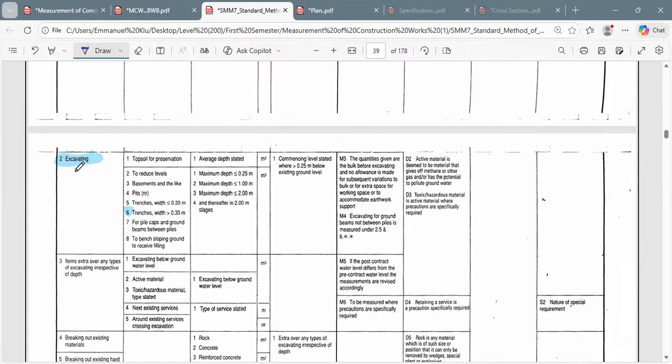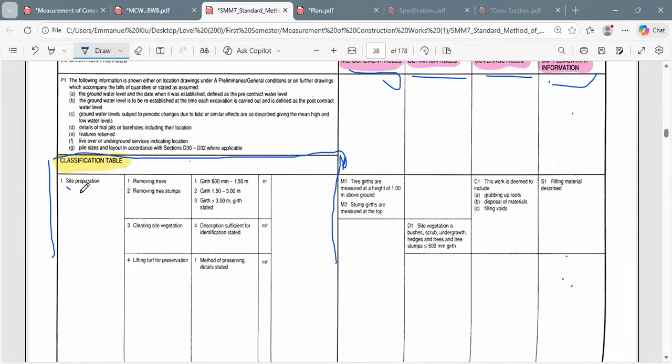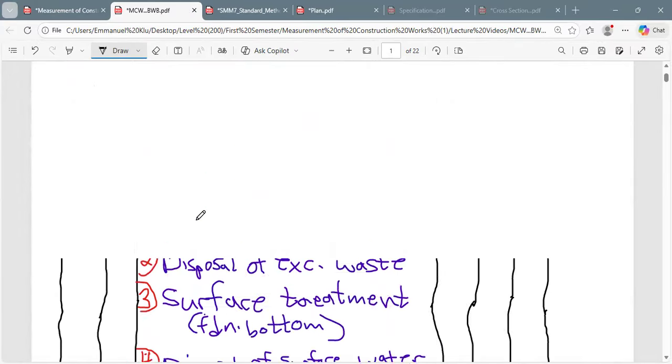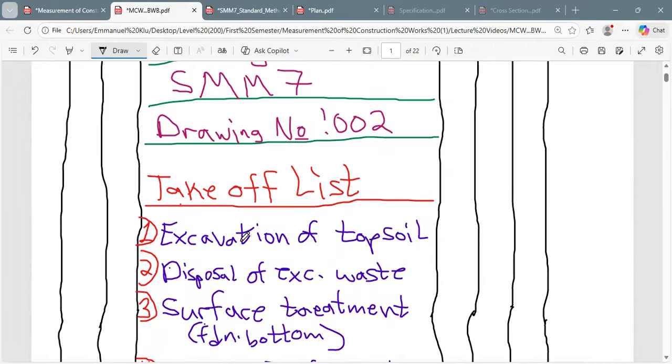The 2 is the excavation because the 1 is site preparation, and we didn't talk about that, so we have to skip it. We didn't even list it in our takeoff list. So let's proceed.